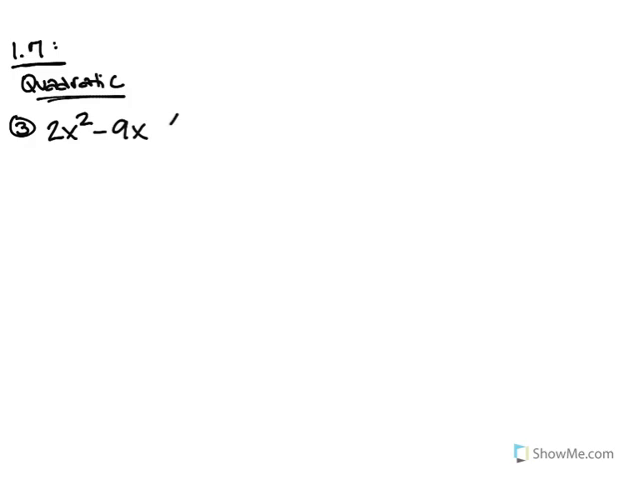All right, we're going to continue with section 1.7, and this is still going to be under your quadratics. So, your third example under your quadratics, let's do 2x squared minus 9x is less than or equal to 18.